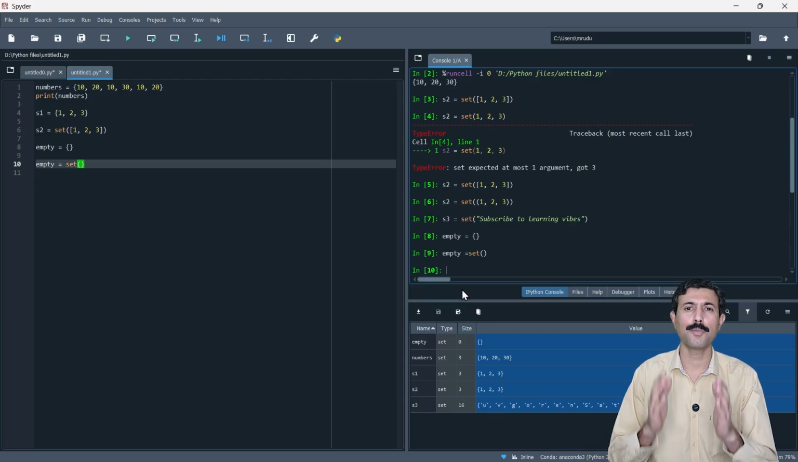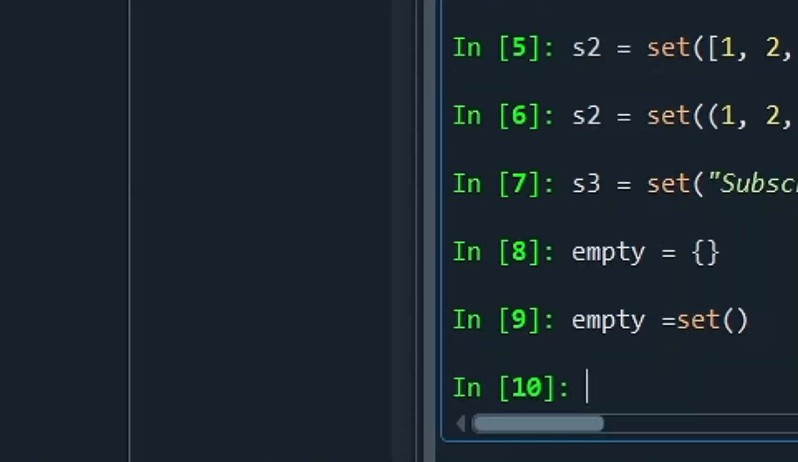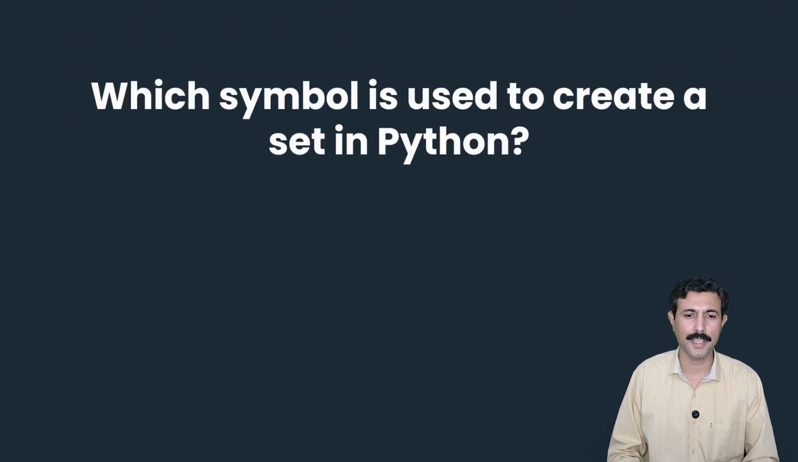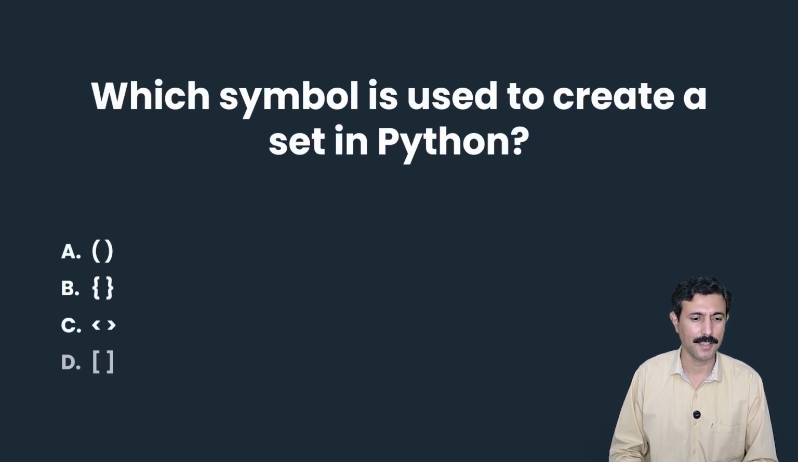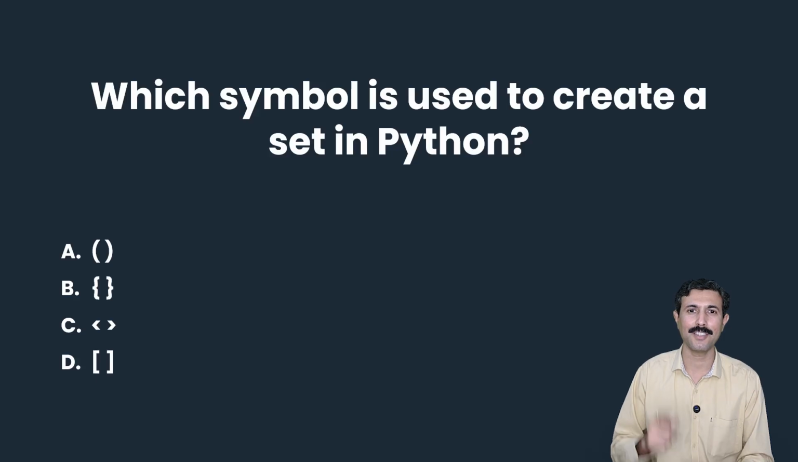Now let me show you some of the most important properties of set. But before that, there is a quick short question for you, and the question is on your display. Which symbol is used to create a set in Python? Your options are A, B, C, and D. I think this is one of the easiest questions I can ask you, right? So go to the comment section, quickly type the answer, and then we can move to the next segment.